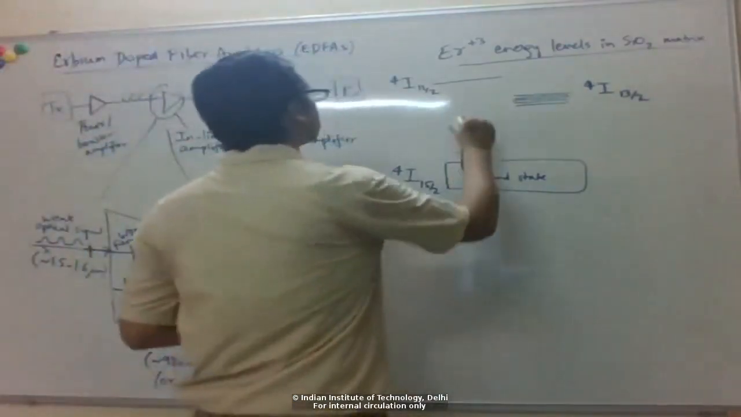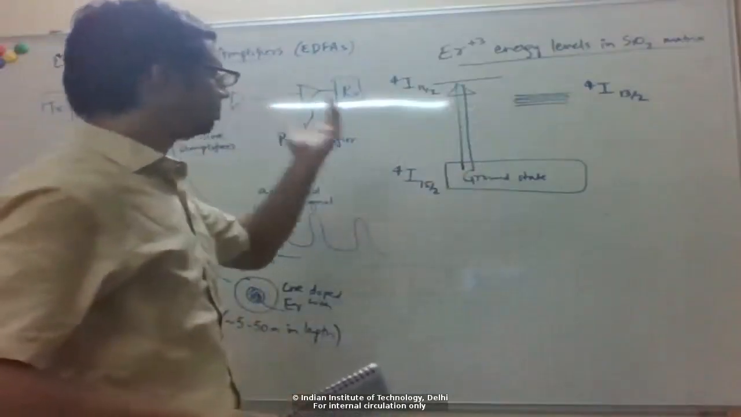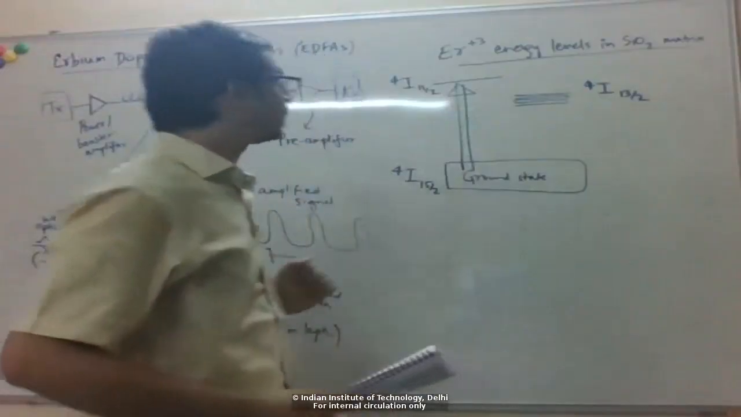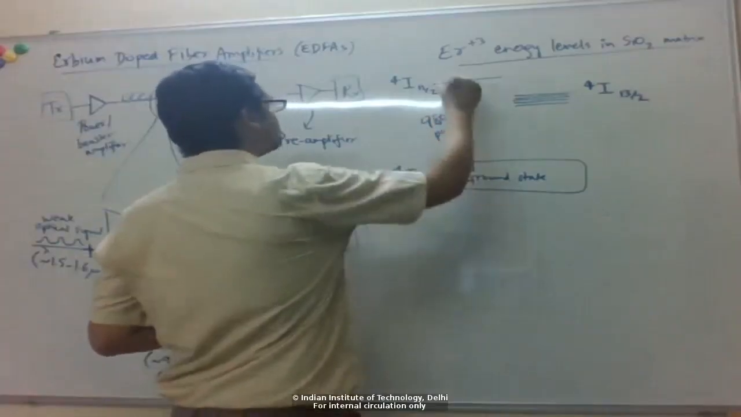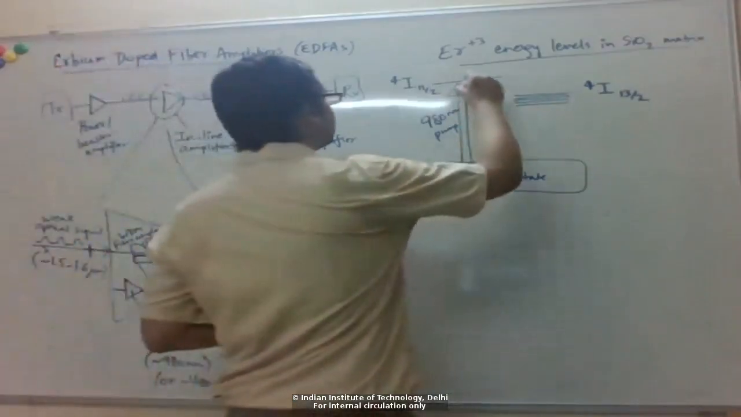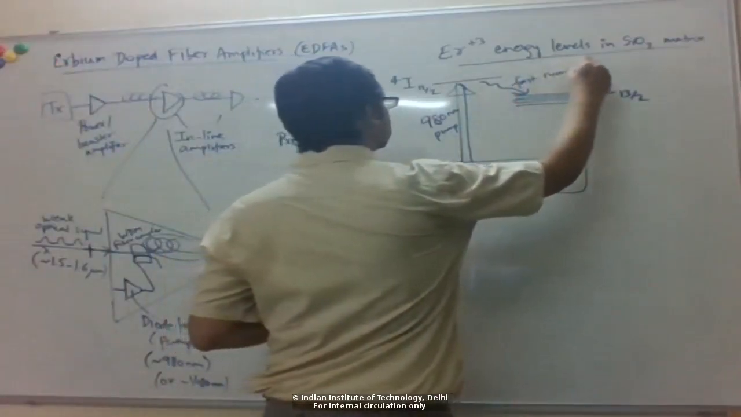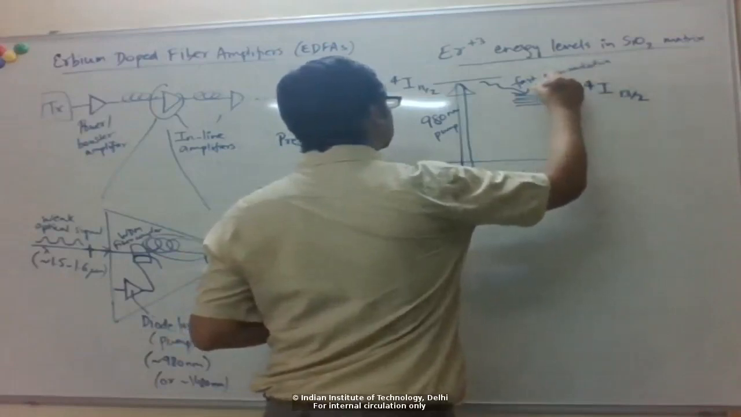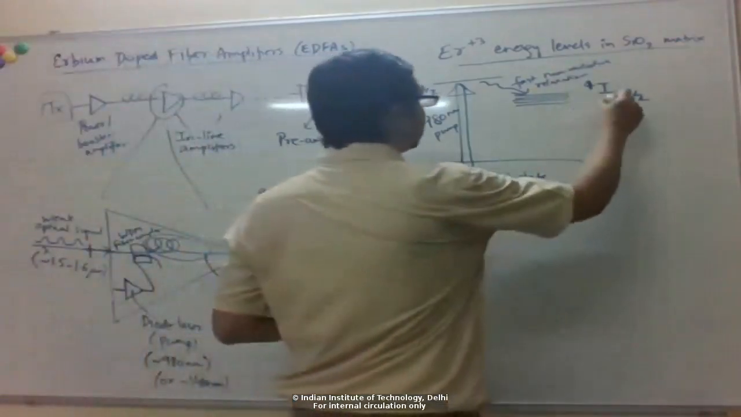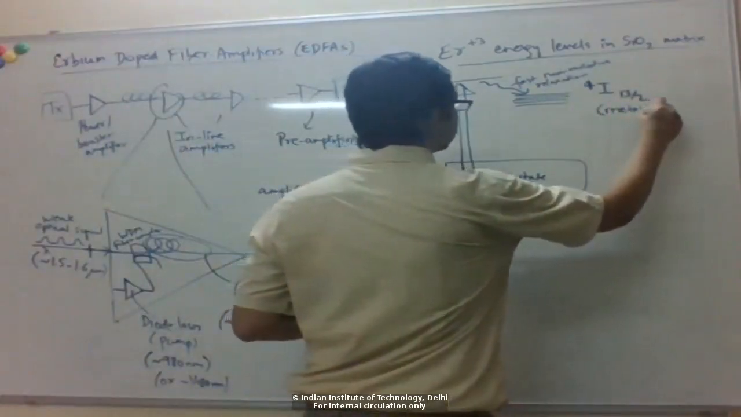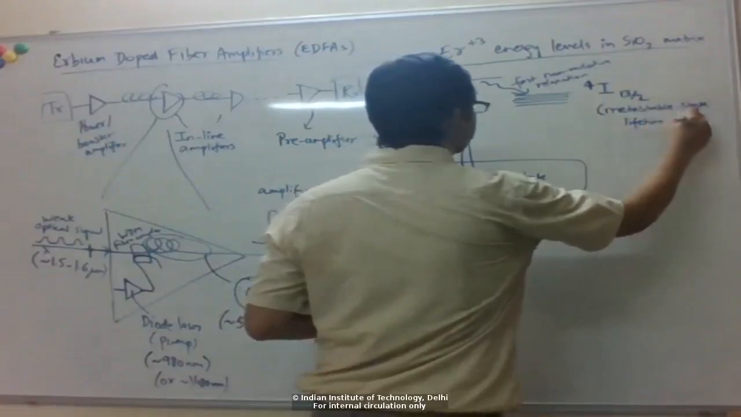Okay, so this 980 nanometer pump sends atoms from this ground state, where under steady state most of the atoms are, to this excited state here, which is very short-lived. Okay, so there is a fast relaxation to this intermediate level. And this intermediate level is a metastable state which has a long lifetime, typically about 10 millisecond.